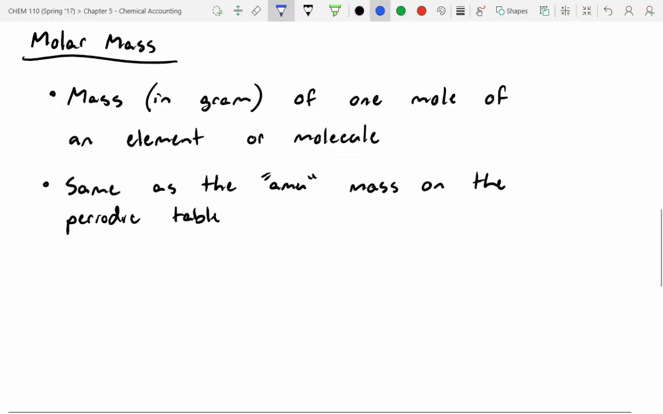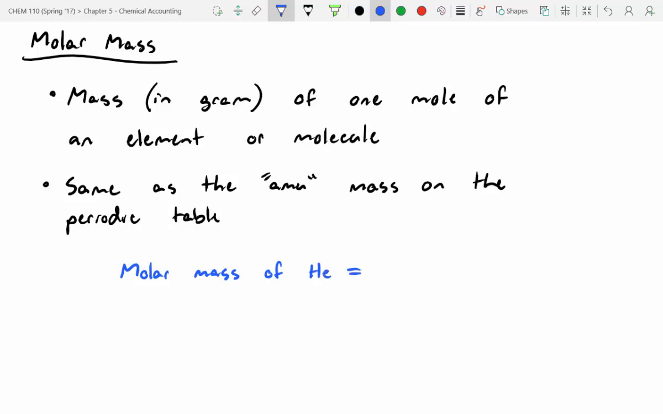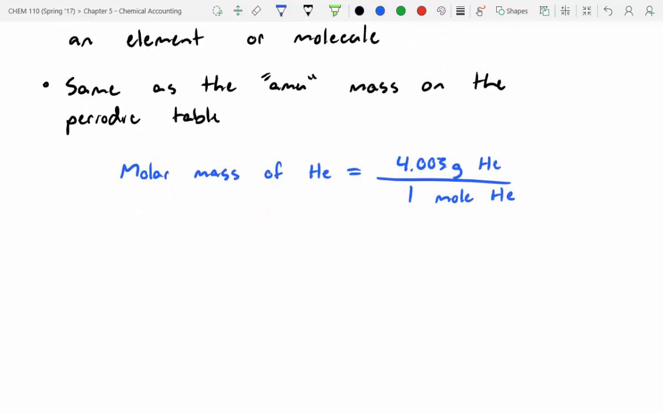So let's do an example. What is the molar mass of helium? What is it? Yeah, so it'd be 4.003 grams of helium per 1 mole of helium. So we can actually use this to convert between the number of moles of something to the mass that it has. Let's do a slightly different one.